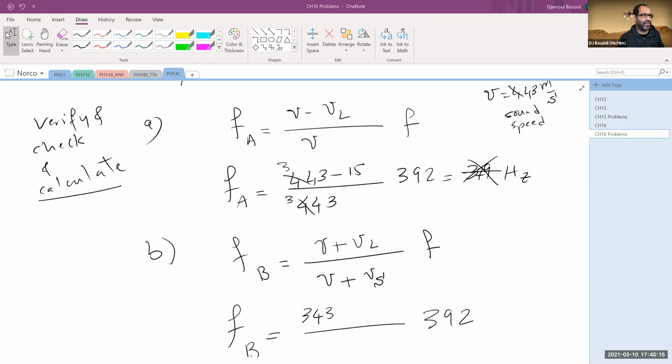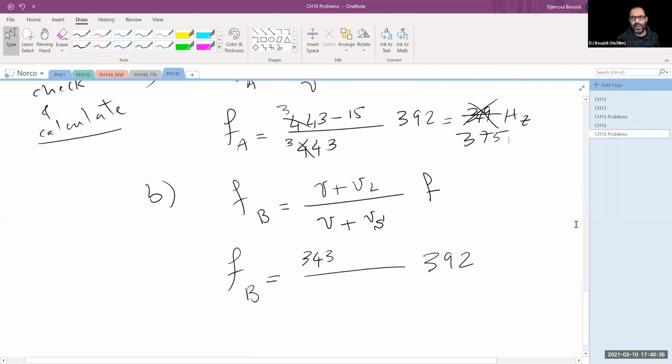It's actually 374.8. So the correct answer is 375 hertz. It still went down, and that's how it is expected. Okay, it went down to 375 hertz from 392. This is from source A. Now we also expect it to be less than 392 in this one too. Okay, so again, plus 15 divided by 343 minus 35.